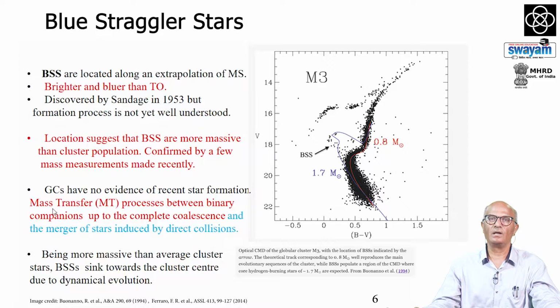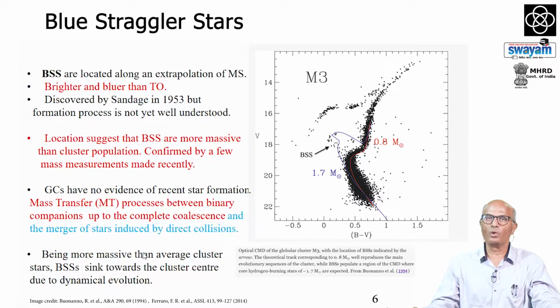The most likely theory which is emerging is a mass transfer process between binary companions up to complete coalescence. Some people say a star merger, some say a binary in which mass transfer has taken place, and these scenarios are being used to explain the mass, and UV observations are providing valuable insight into the formation of blue straggler stars.